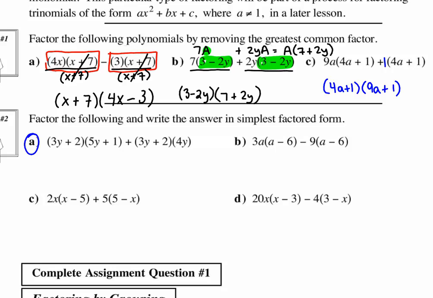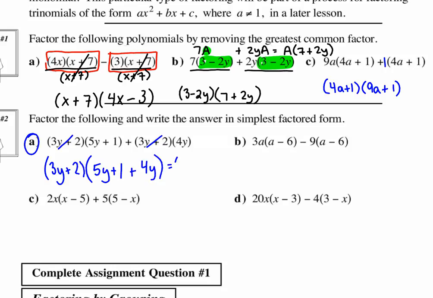What's in common? Okay, so if I factor 3y plus 2 out, what's left over? If I'm pulling the 3y, I'm left with 5y plus 1 plus 4y. Can we collect like terms there?